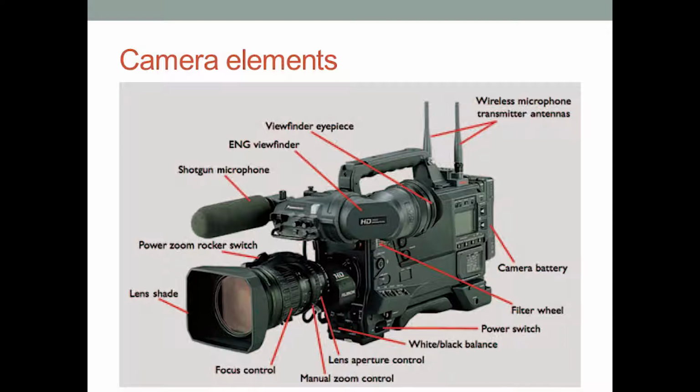If you look at the elements of a video camera, there are the lens shade, the focus control, the power zoom rocker switch, a manual zoom control, a lens aperture control, a white or black balance, a power switch, a filter wheel, the camera battery, wireless microphone transmitter antennas, the viewfinder eyepiece, the ENG viewfinder, and the shotgun microphone.